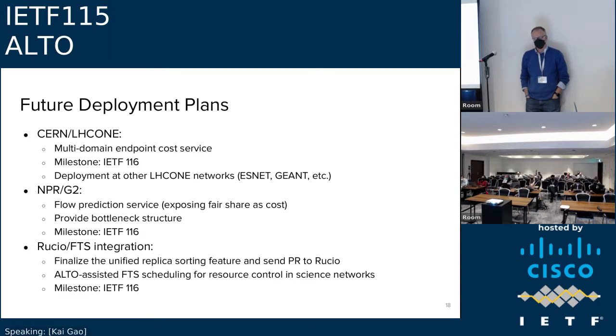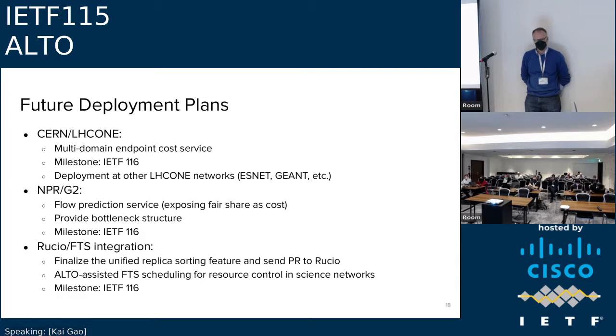About the future deployment plans, for the three deployments: first, the LHCONE deployment. As George showed in the beginning, the LHCONE network has multiple domains, and right now we are only deploying in the CERN network. The next step is to extend the deployment to multiple domains and provide the multi-domain endpoint cost service. We expect to finish this before IETF 116.